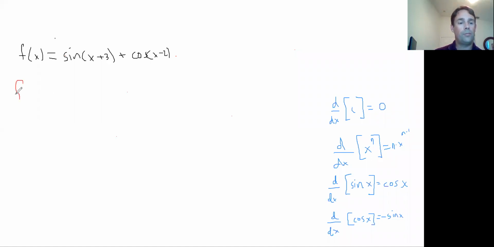All right. It's really as simple as what is the derivative of sine? Derivative of sine is cosine. Change sine to cosine. What is the derivative of cosine? Derivative of cosine is negative sine. Change cosine to negative sine.